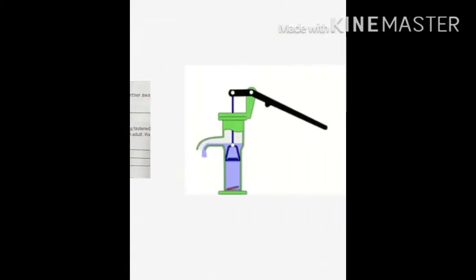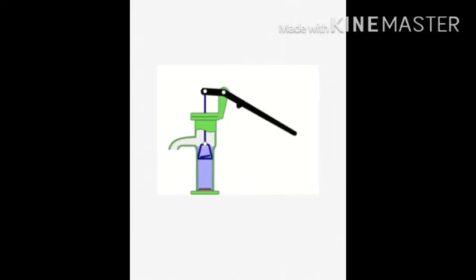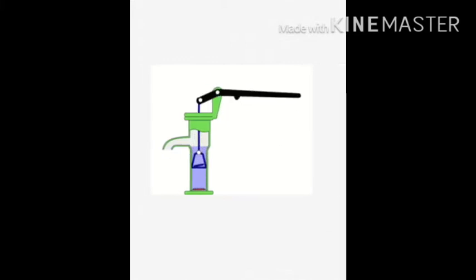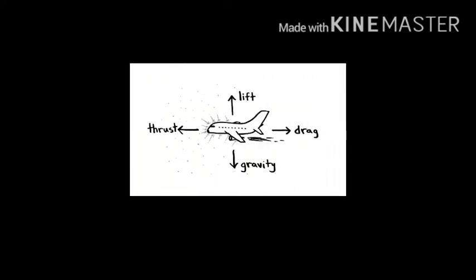Alright students, here's a picture like this. This is the picture of a hand pump. So because of the air pressure, water from underground is brought up and it comes out through this nozzle here. Alright students, so this was a picture of a hand pump.